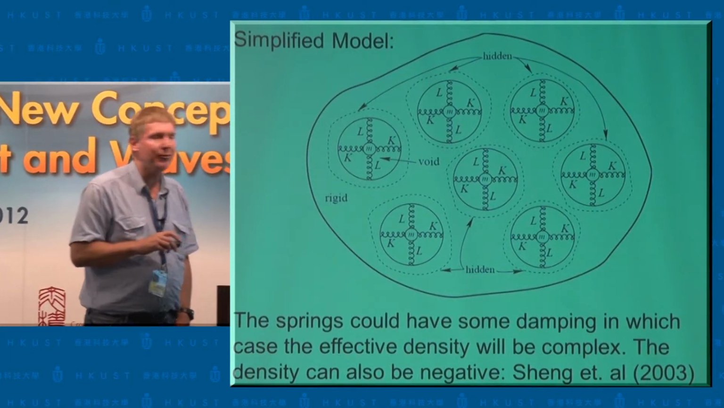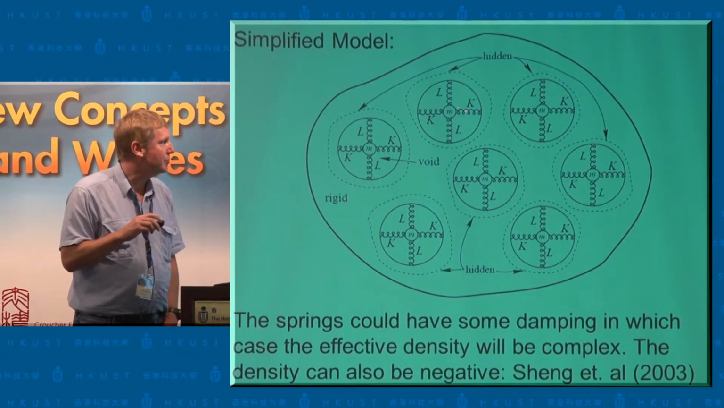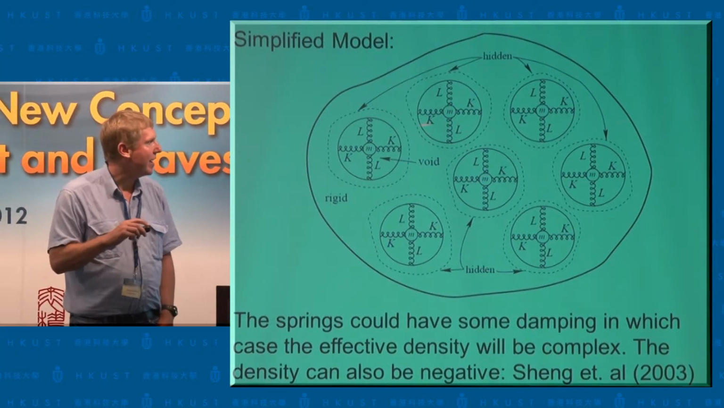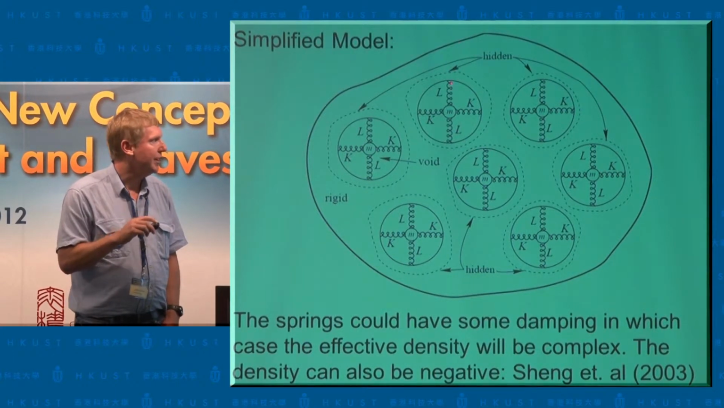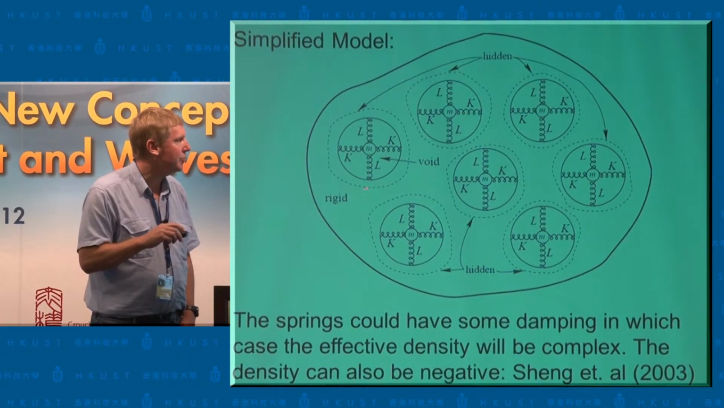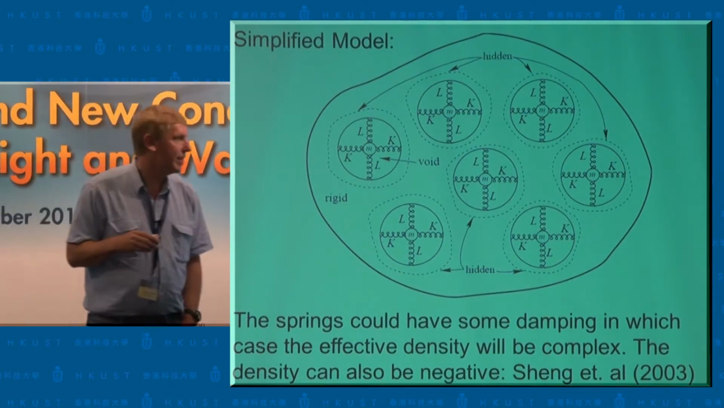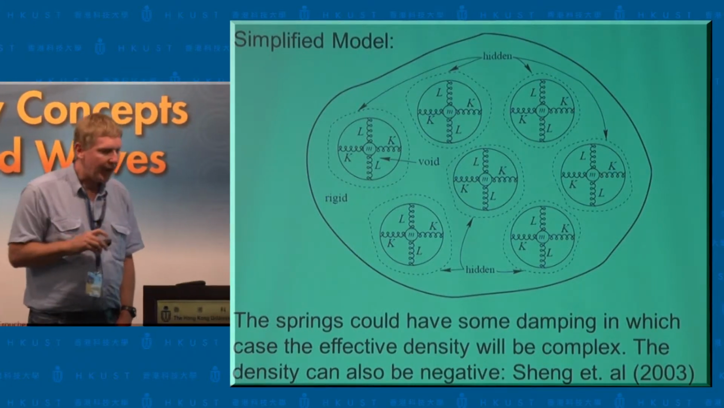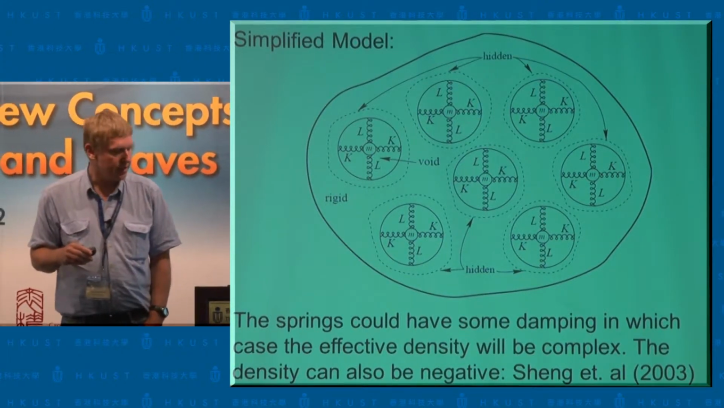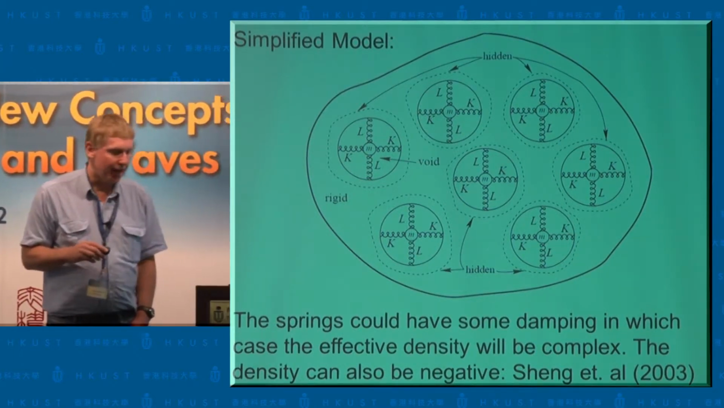And actually, you can get this simplified model here, where we've got masses in cavities and springs with different spring constants in the horizontal and vertical directions. When you oscillate this back and forth in this direction, it has a completely different inertial response to if you oscillate it back and forth in this direction. The surrounding matrix could be rigid, which shows that it's not an effect of the elastic constants, it's actually the effect of the effective density. And then the springs could have some damping. In that case, the effective density will be complex. And in fact, the density can also be negative, as shown by Chang et al. in 2003.